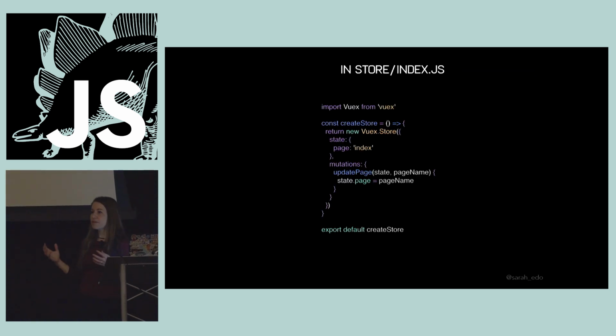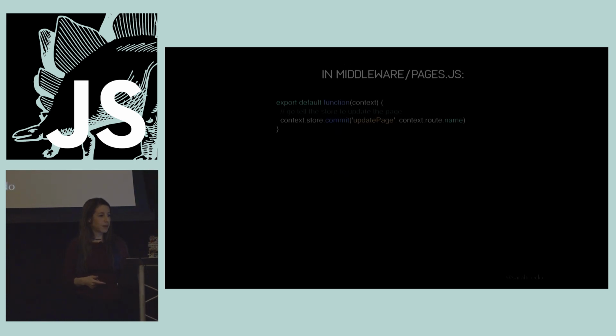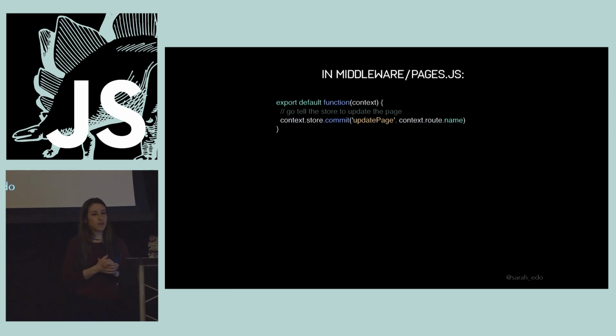So first we set up a Vuex store. A Vuex store is similar to Redux if you're used to React. So here in the store, we're storing the page that we're on and a mutation that allows us to update that page. Then we'll use that mutation to update the state by committing it in middleware.